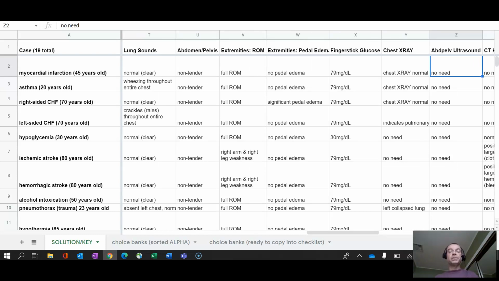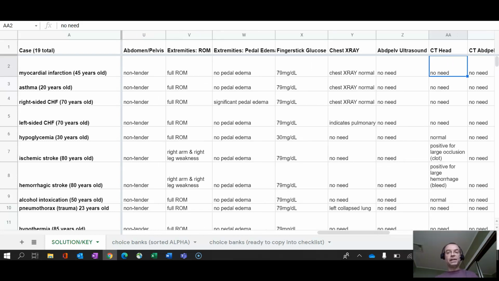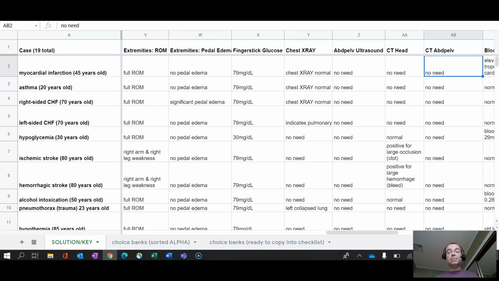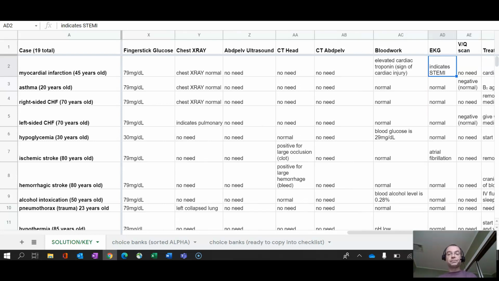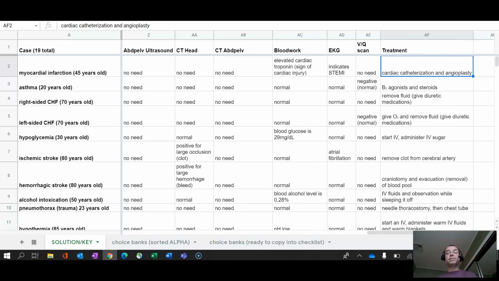There's no need for an abdominal ultrasound, no need for a head CT, no need for an abdominal pelvic CT. Blood work shows elevated cardiac troponin, which is a sign of cardiac injury. EKG indicates an ST segment elevation MI, or STEMI, in other words, a myocardial infarction. There's no need for a VQ scan, and the treatment for a STEMI is cardiac catheterization and subsequent angioplasty.